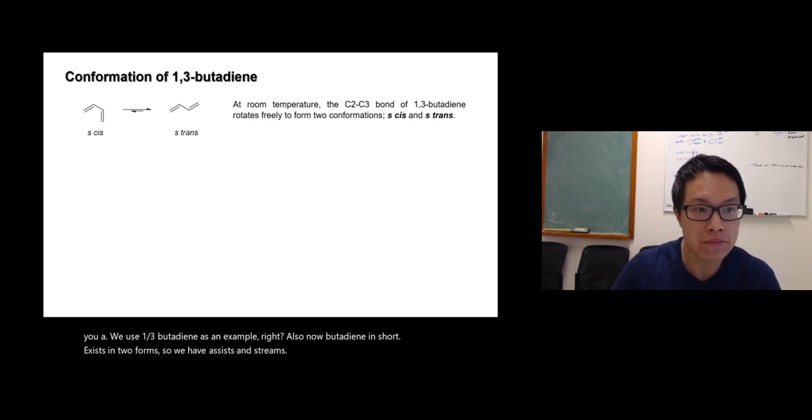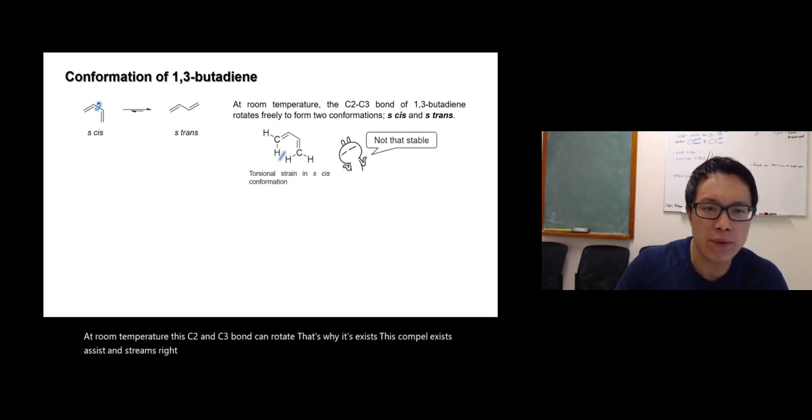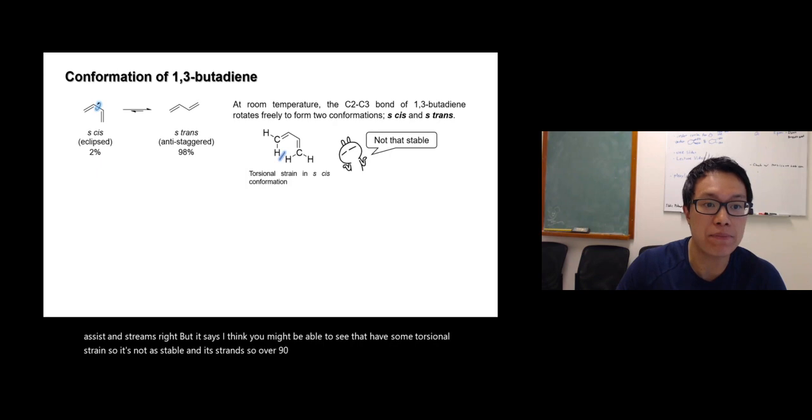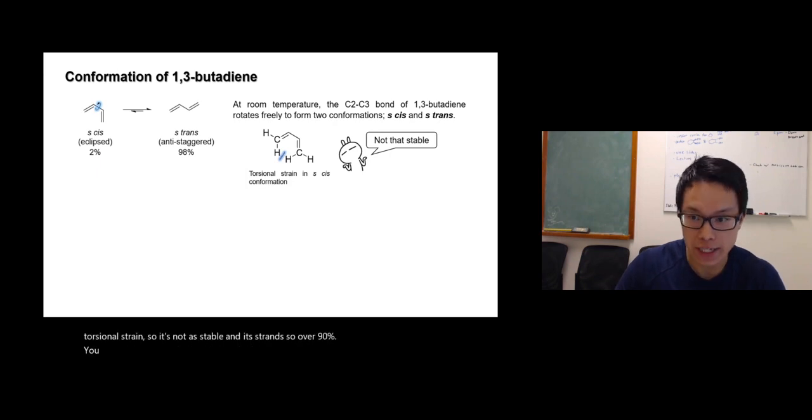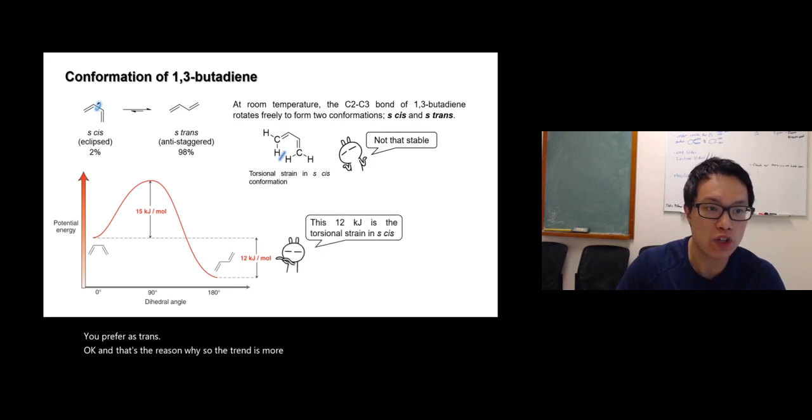At room temperature, this C2-C3 bond can rotate. That's why this compound exists as S-cis and S-trans, right? But the S-cis, I think you might be able to see, has some torsional strain, so it's not as stable as S-trans. Over 90% of butadiene prefers the S-trans form, and that's the reason why. So the S-trans is more stable than the S-cis conformation.